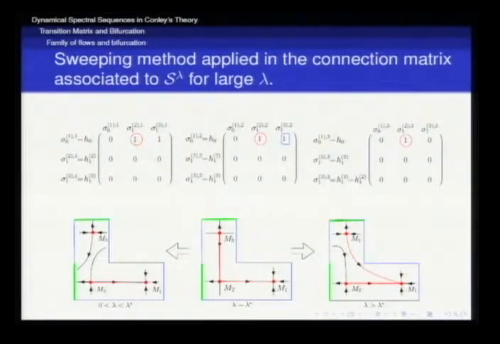The change of basis will involve adding this column to this one to zero this out. And that's the one who's going to be responsible for this saddle-saddle connection. So the change of basis matrices, which are called transition matrices, are the ones that are going to produce saddle-saddle connections.